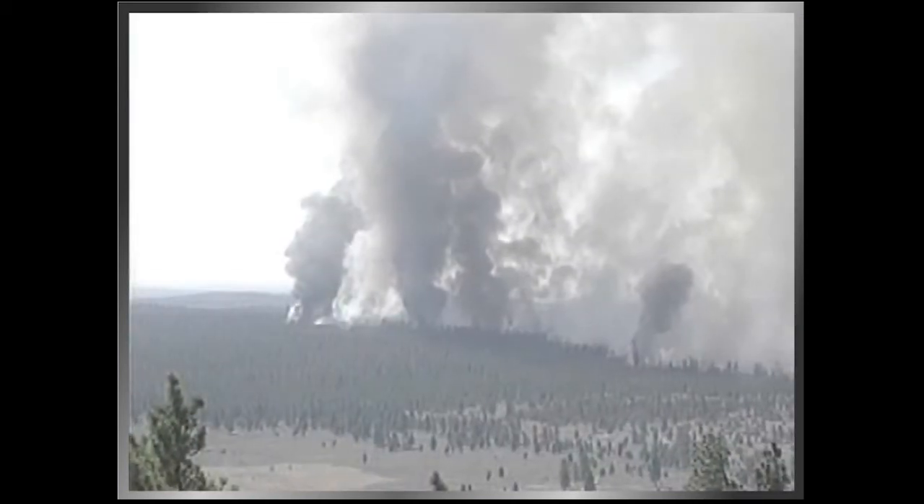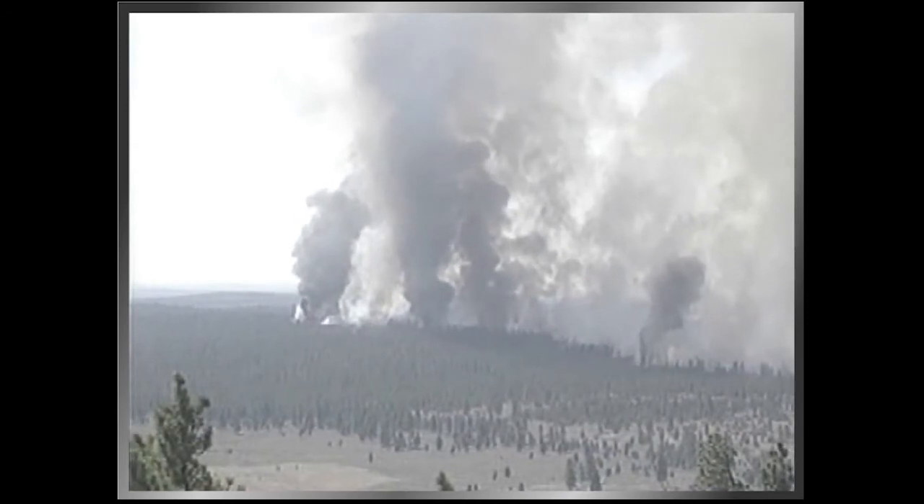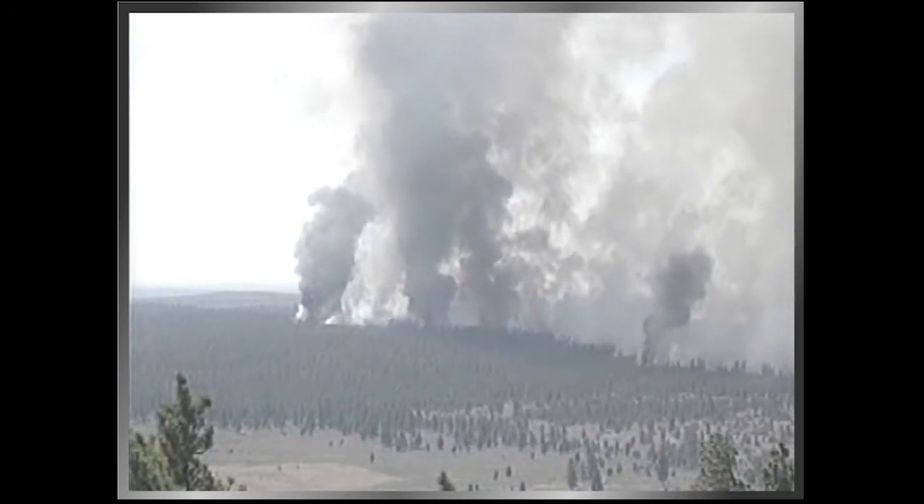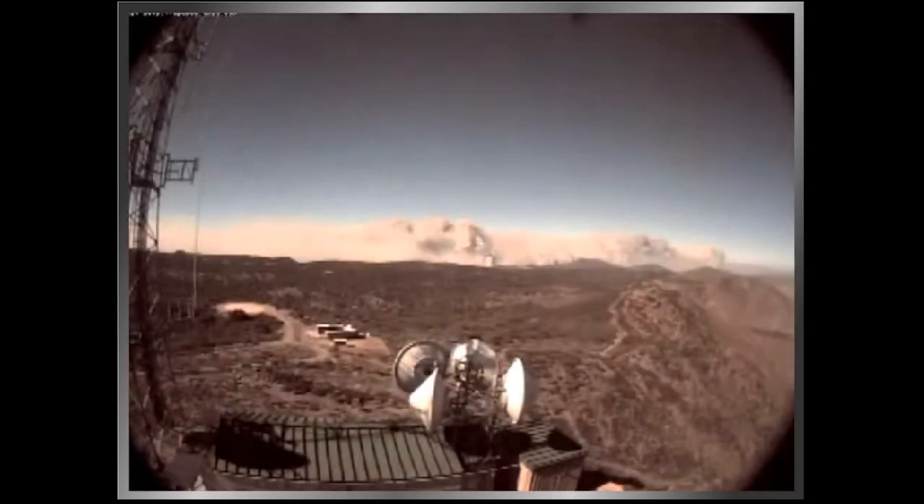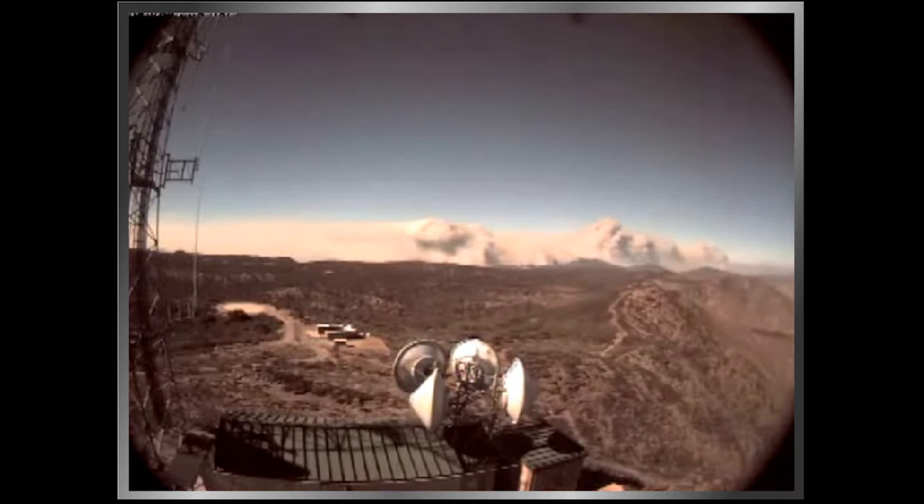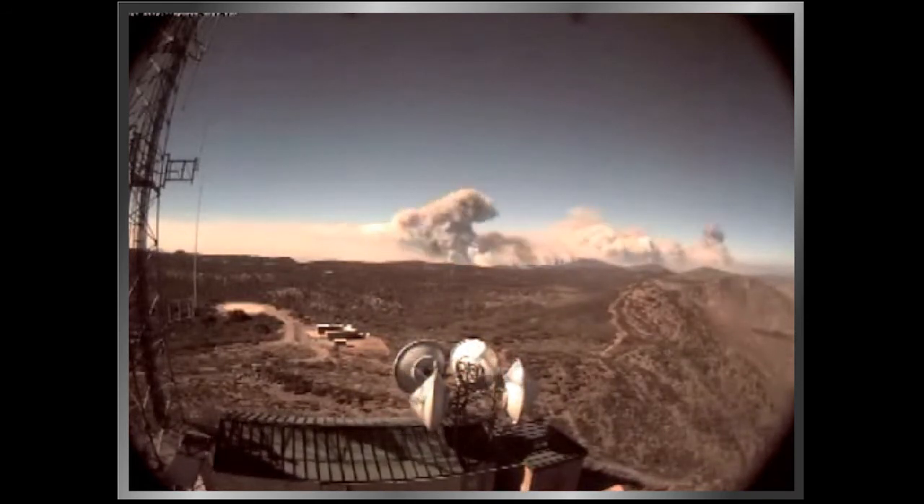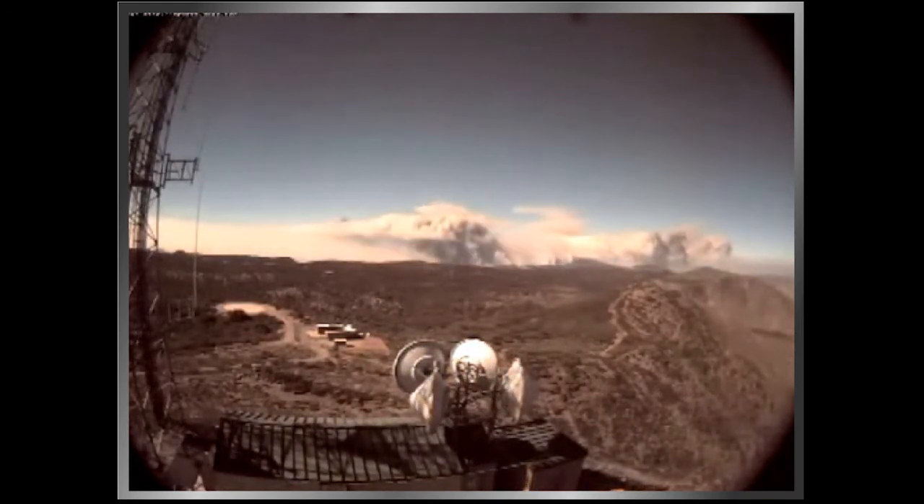Smoke rising straight up is an indicator of vertical movement and an unstable atmosphere. Another sign that the atmosphere is becoming unstable is when you see an inversion beginning to lift.